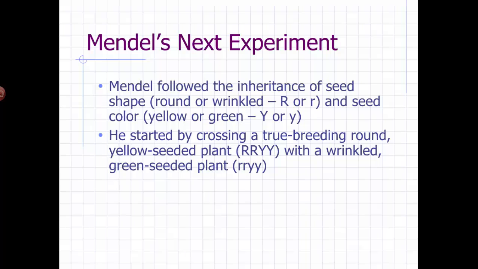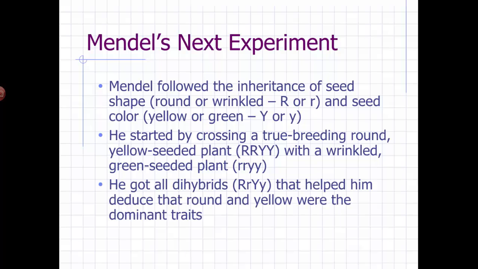So we start with true breeding. True breeding means, it's another way of saying homozygous. Okay, true breeding round and yellow are both dominant, so true breeding round and yellow is homozygous round and yellow, all capital letters. And wrinkled green, that's homozygous recessive, all lowercase letters. Okay, as you might expect, he got all heterozygous people, or plants actually, these aren't people. But it works the same way in all organisms. So he got all dihybrids. They're called dihybrids because they're hybrids for two traits.